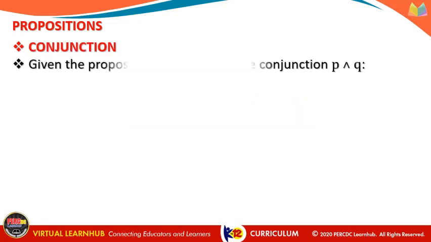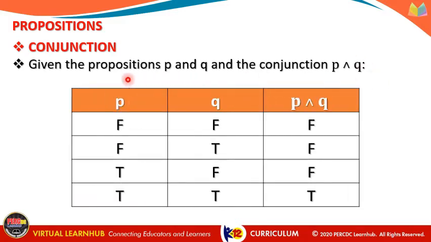Next, we have conjunction. Given the propositions P, Q, and the conjunction P and Q, the truth value is shown below. Take note that for conjunction, it is true only if both P and Q are true. So the conjunction is true if P and Q are both true. If either P or Q is false, then automatically the conjunction is false.